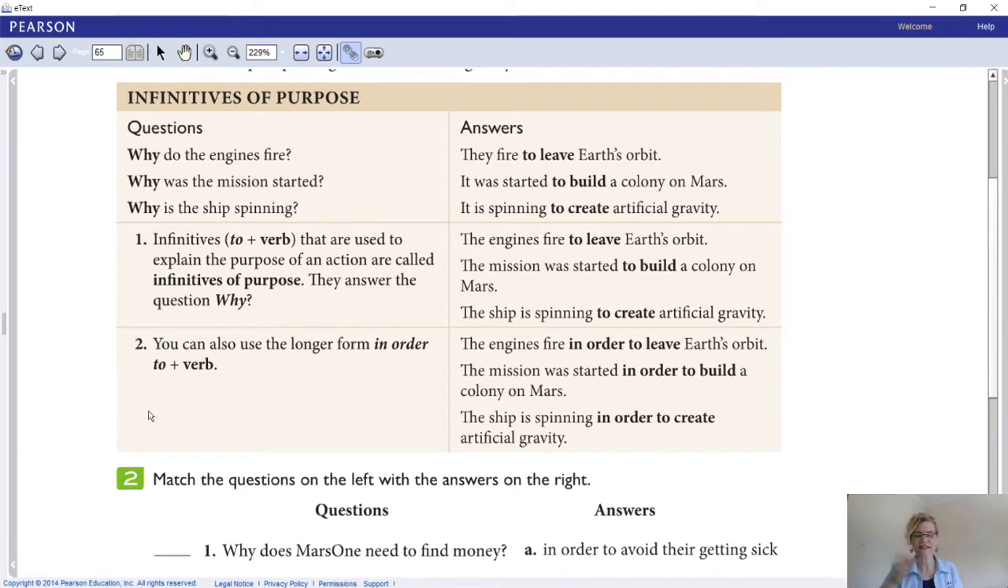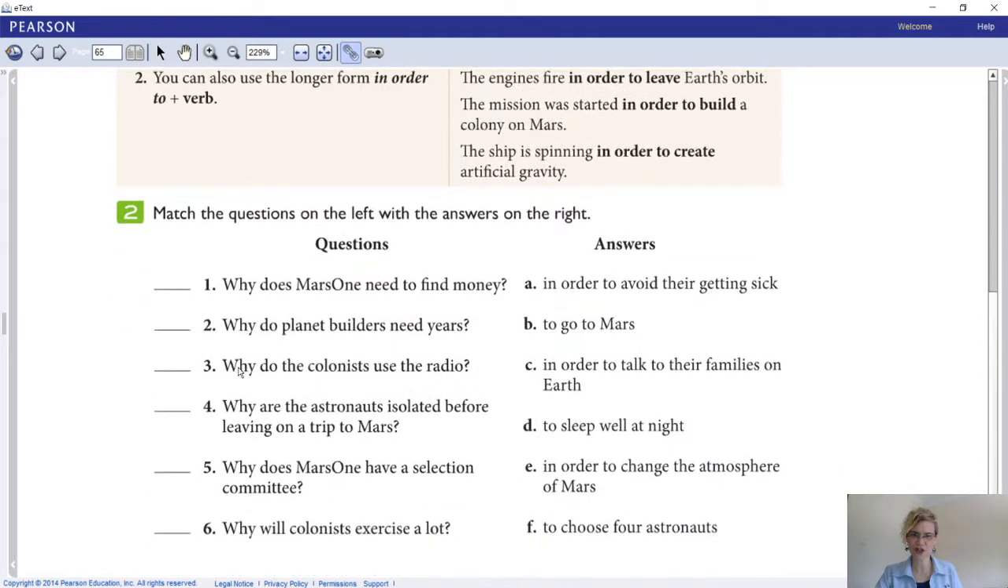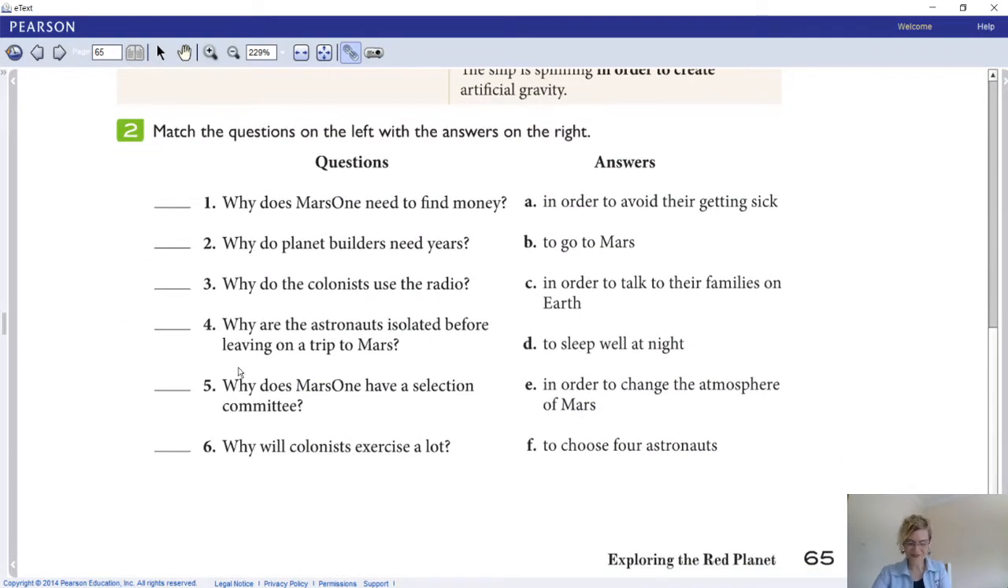You can see here that infinitives show purpose. Number 1, infinitives, to plus the base form of the verb, that are used to explain the purpose of an action are called infinitives of purpose. They answer the question why. You can also use the longer form in order to plus verb. The engines fire in order to leave, in order to build, in order to create. Match the questions on the left with the answers on the right. Pause your video to answer numbers 1 until 6.